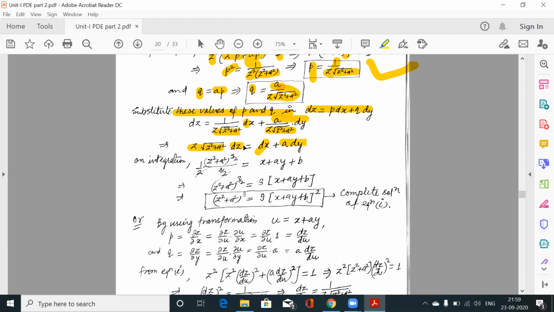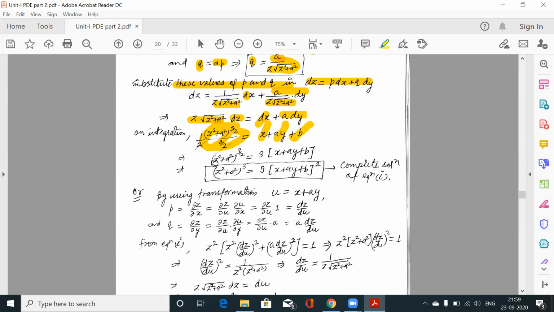Now you have to integrate this. For z into square root of z square plus a square, you know the integration: substitute z square plus a square as t, so 2z dz will be dt. So this will be dt by 2 into square root of t. By simple application of integration, you get x from dx, ay from a dy, plus a constant. Now you have to simplify this, and you will get this as your complete solution.